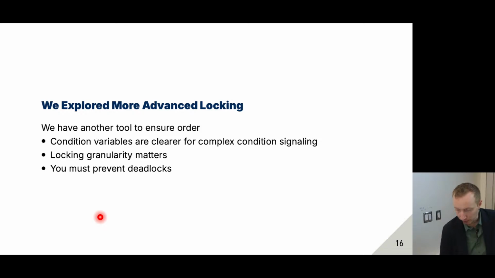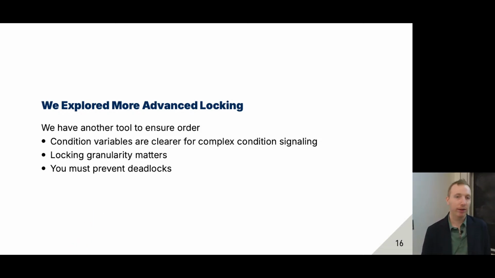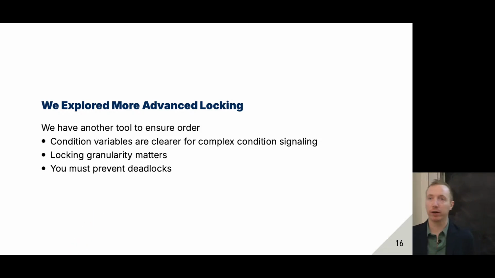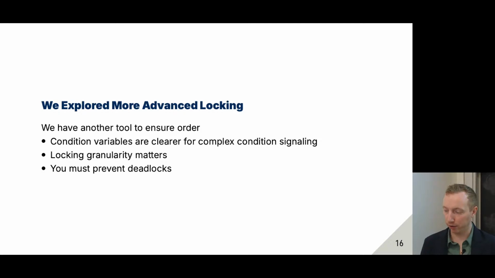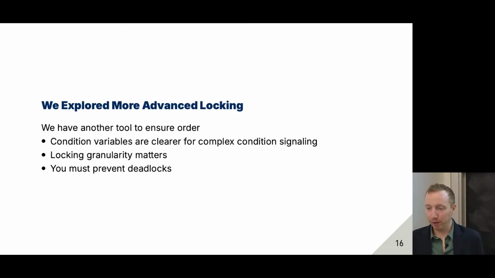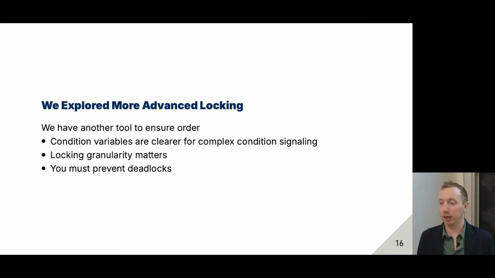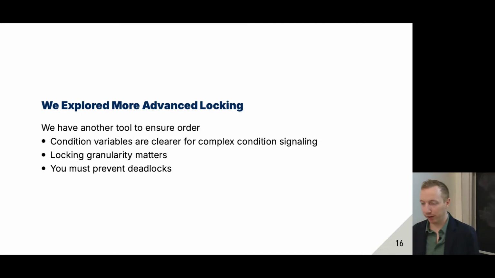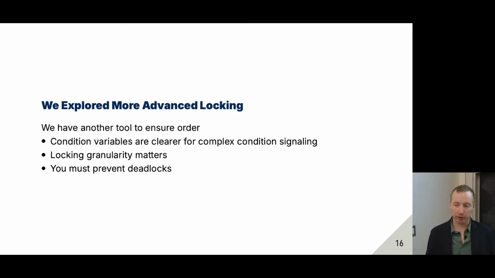So now, we explored some more advanced locking. We'll have a larger example on Tuesday, so do not forget that one because it will look somewhat like the lab and code you will actually write in your life. So what we did today, we have now another tool to ensure some type of order. That would be condition variables. They're going to be a lot clearer for more complex condition signaling. They're basically just a queue.